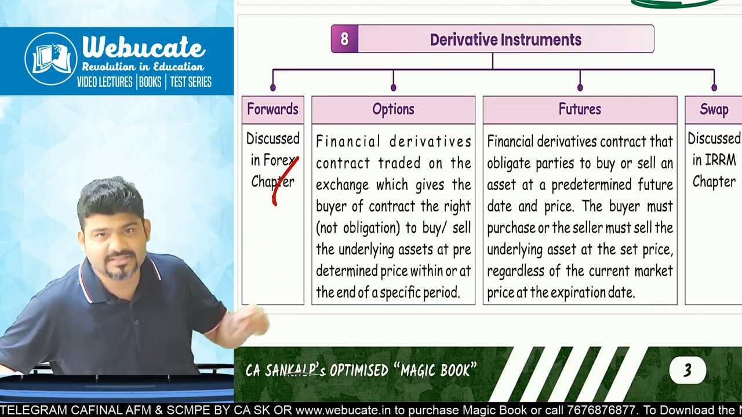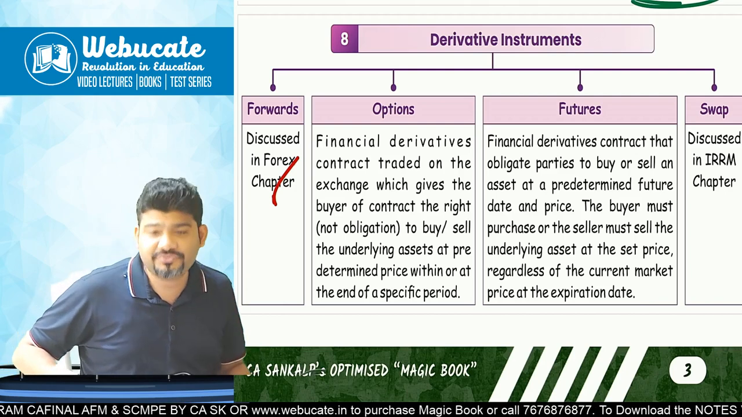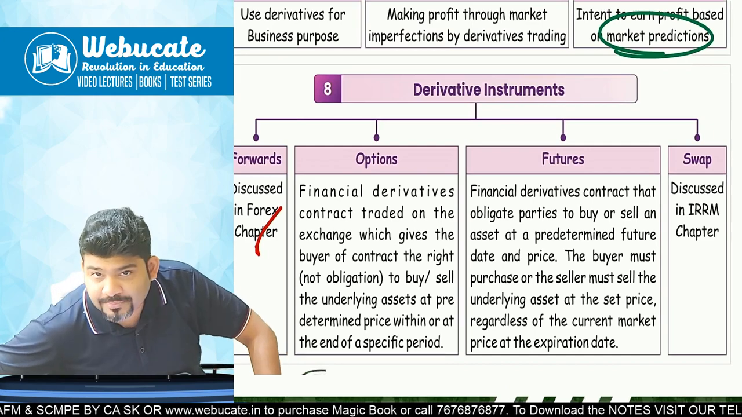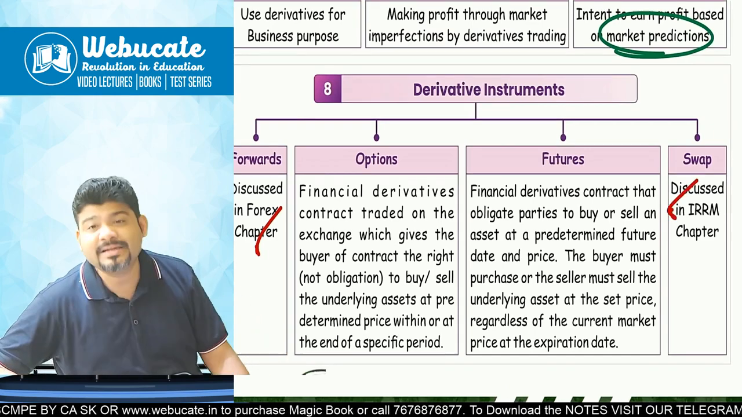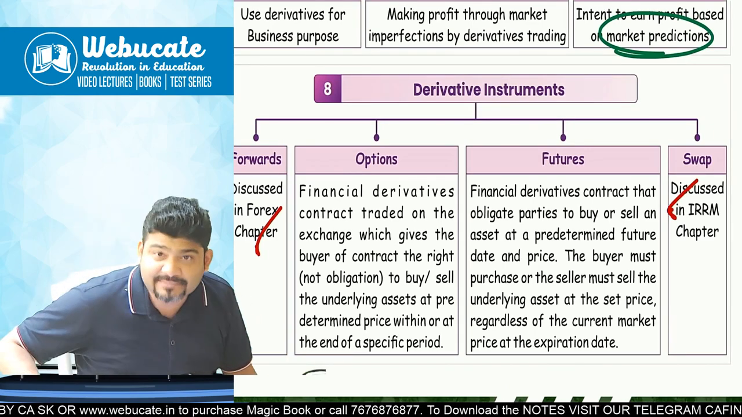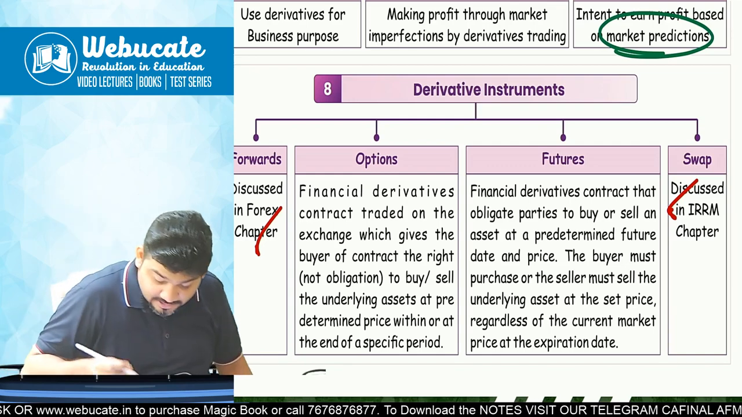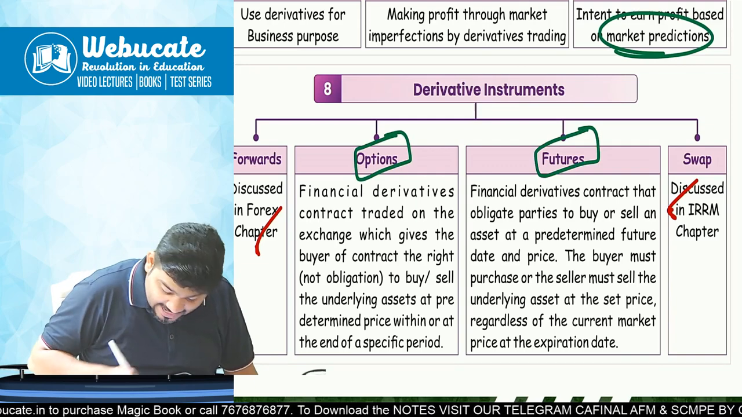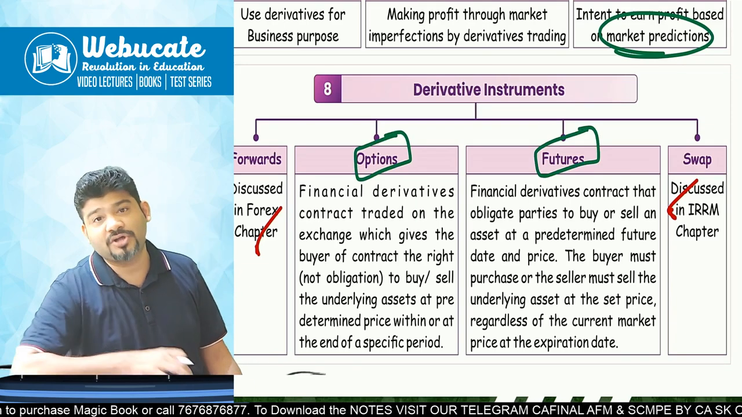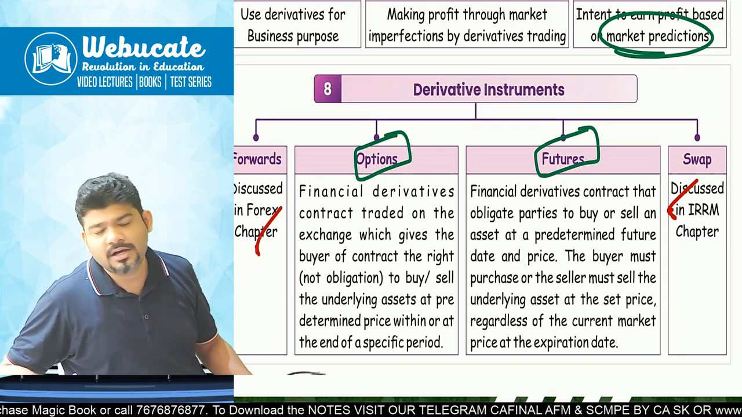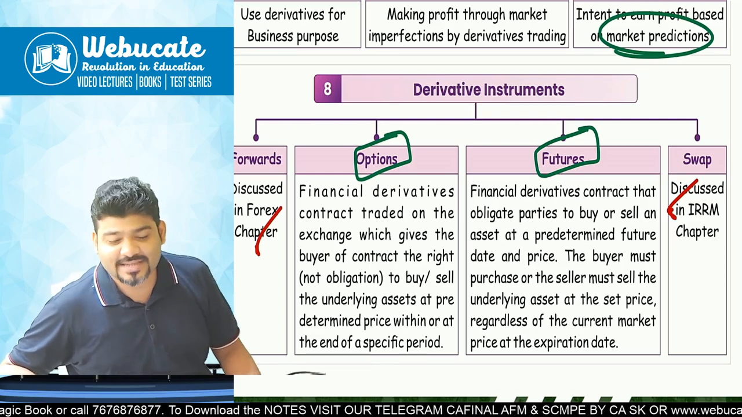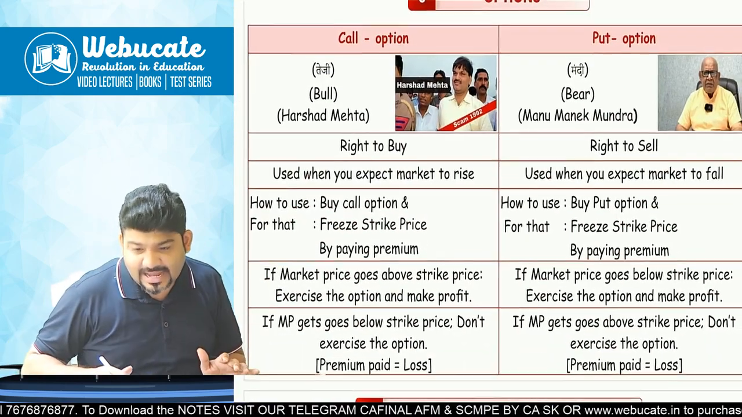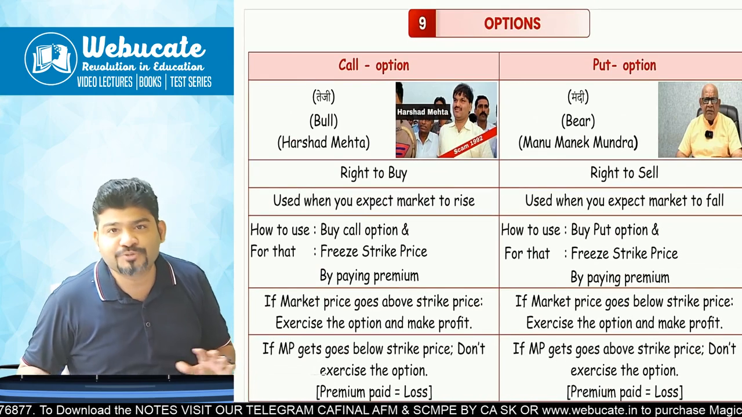You have to comment and tell me whether you want the revision for the Forex chapter. Yes, sir. Then comes the swap. The swap is discussed in the IRRM, Interest Rate Risk Management chapter. So now we are left with two chapters, options and futures. So let's start with our first concept, and that basically is called the options market.